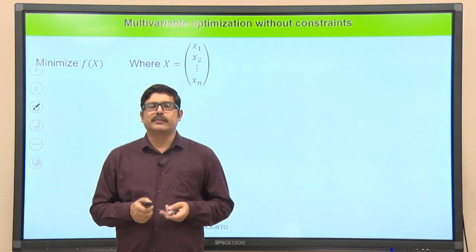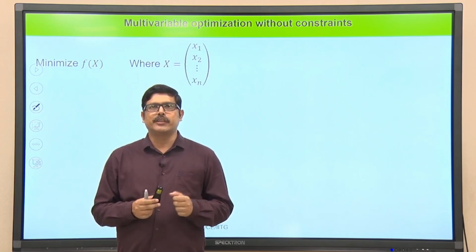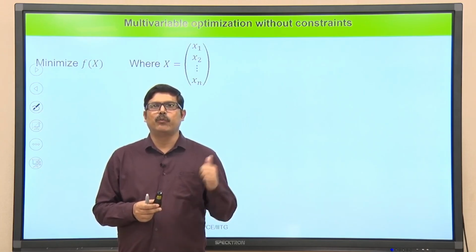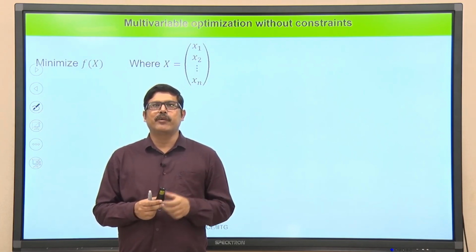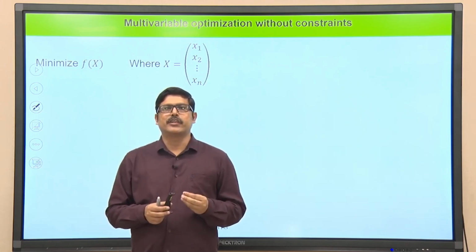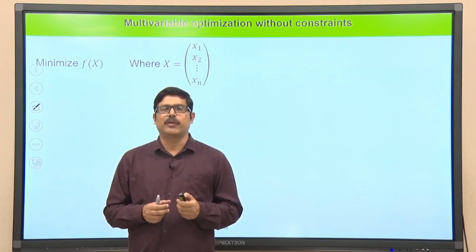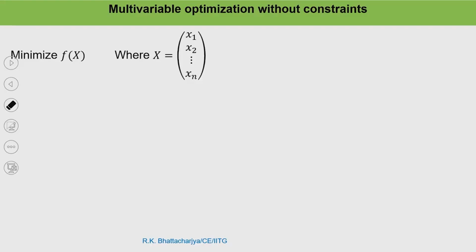So far we have discussed the necessary and sufficient conditions for optimality in the case of a single variable optimization problem. We have only discussed the single variable problem, but what are the necessary and sufficient conditions for optimality in the case of a multivariable optimization problem? So, let us discuss that one.